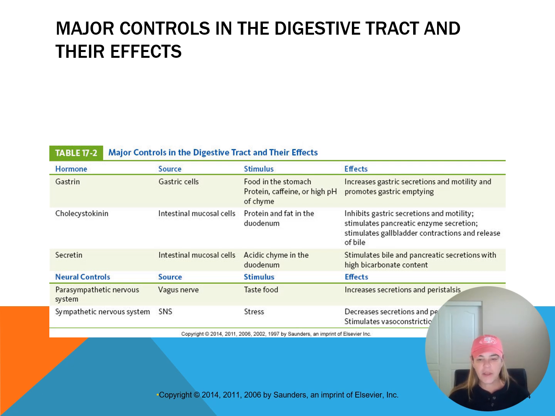This is a table that you can look up in your book, and it just talks about what controls the digestive system, the hormone control, and the nervous or neural control systems.